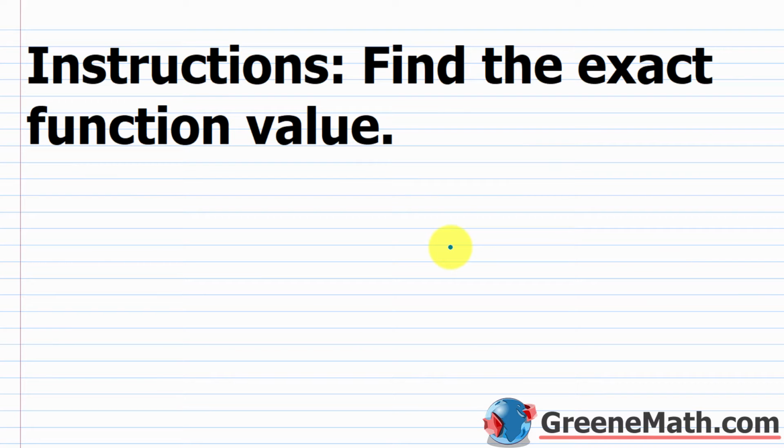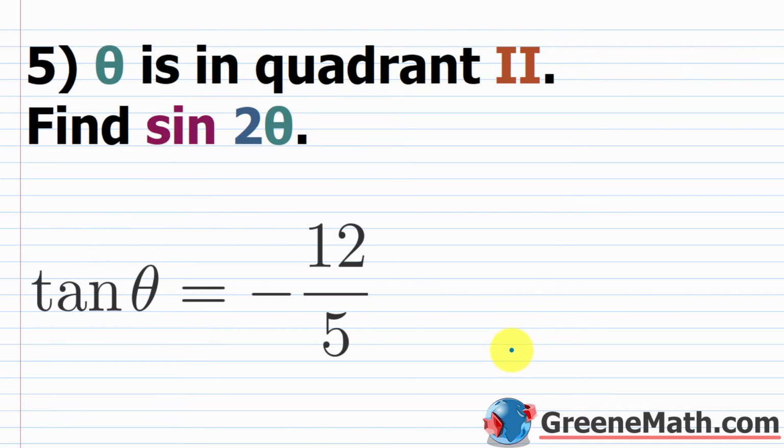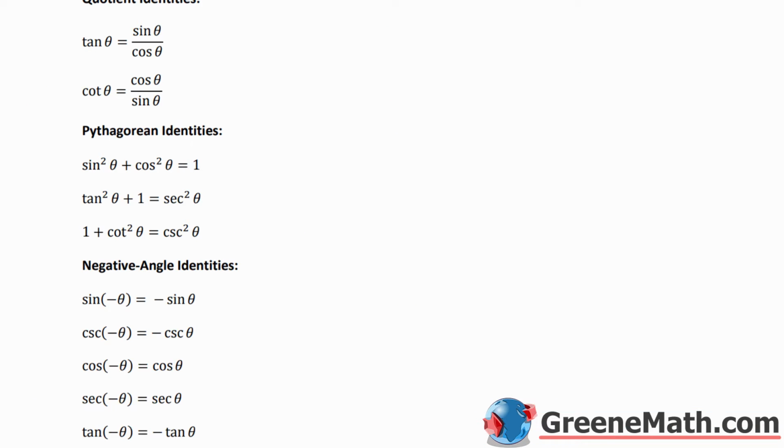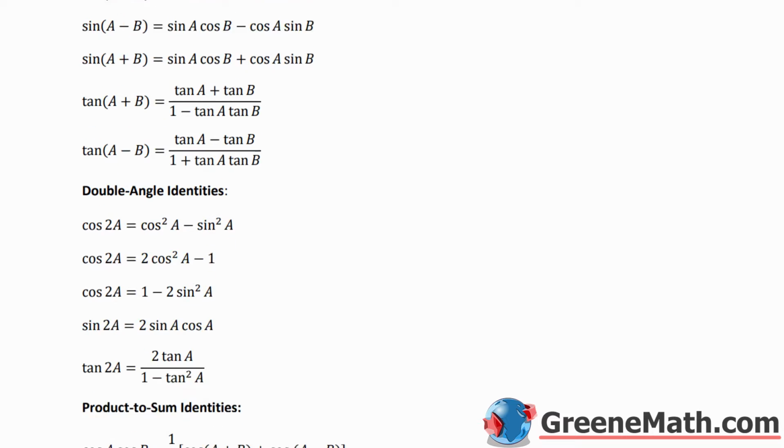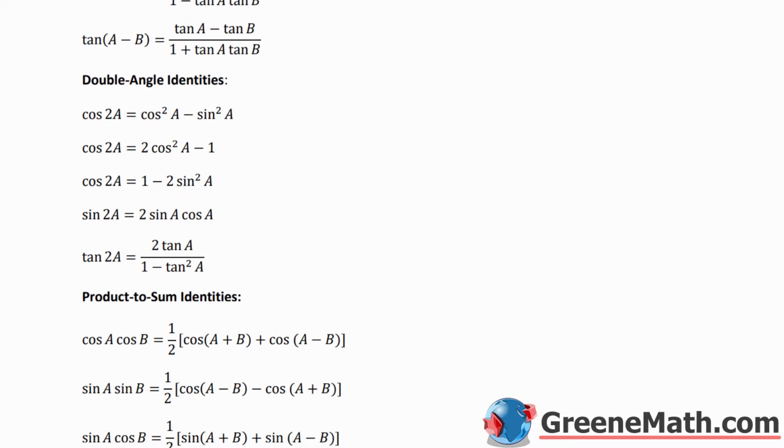All right, for the next few problems, we're asked for the instructions to find the exact function value. So for problem 5, we're given that theta is in quadrant 2, and we want to find the sine of 2 theta. So before we do any work, let's just come back down to the handout, and I'm going to go to the double angle identities, and you see for the sine of 2a, you have 2 times the sine of a times the cosine of a.